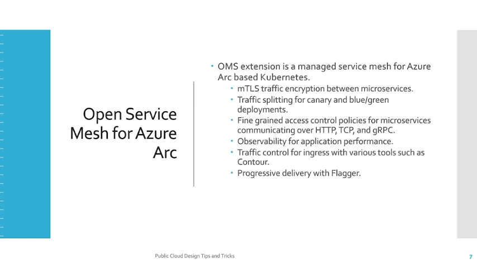Fifth, traffic control for ingress with various tools such as Contour or many others, where you can do the traffic controls via these tools. And also the sixth one, progressive delivery with Flagger, which can also be implemented with Open Service Mesh for the Azure Arc-based solution.